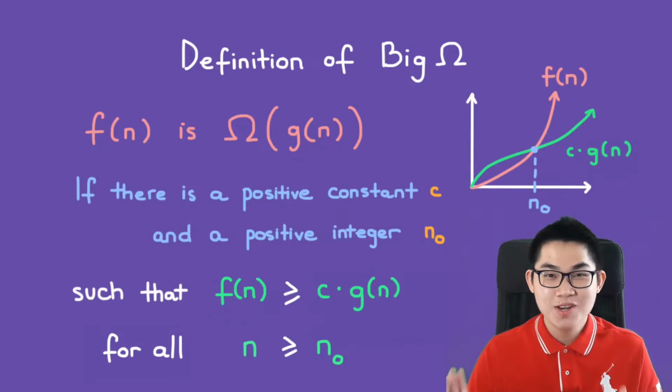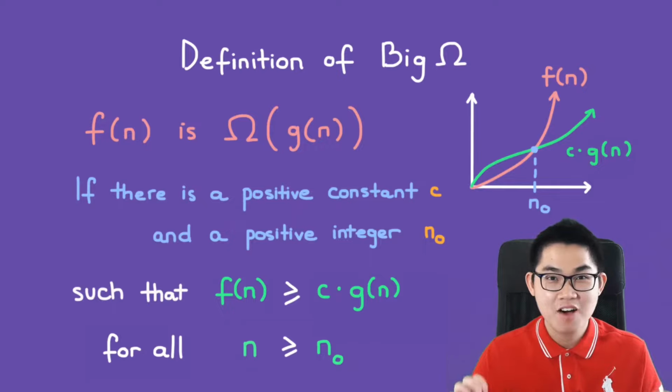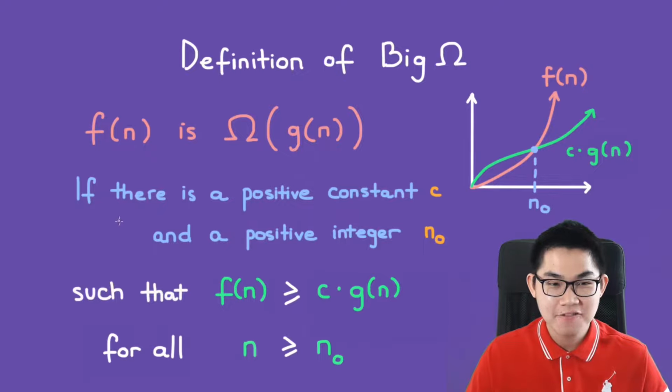It is time to look at the formal definition of big omega. So f of n is big omega of g of n if we can find a positive constant c and a positive integer n0 such that f of n is greater than or equal to c times g of n for all n greater than or equal to n0.